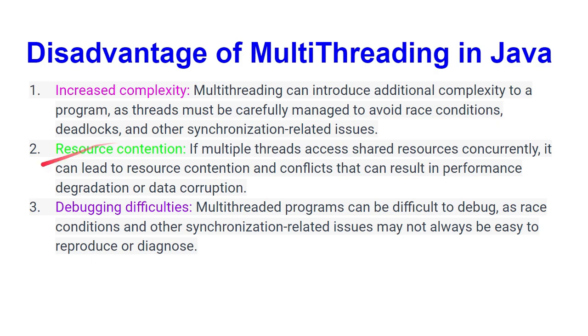Okay. Resource contention: if multiple threads access shared resources concurrently, it can lead to resource contention and conflict, which results in performance degradation or data corruption. So sometimes what happens is that multiple threads try to access one resource, and at that time we face some issues. So whenever you see that difficulty, we have to implement thread safety in our project so that we can't face this problem. Okay, so this is one issue also.